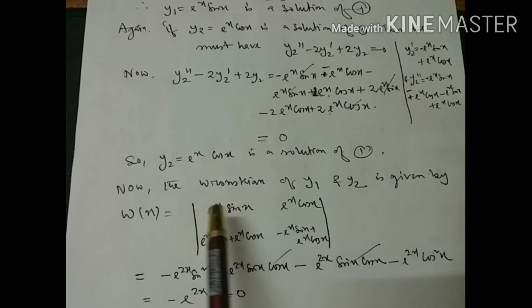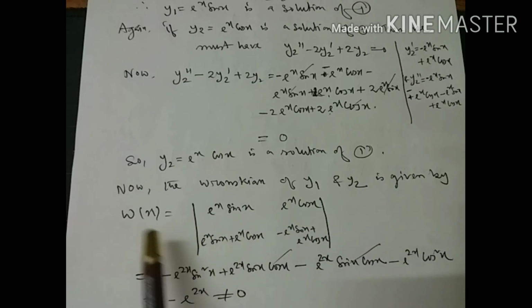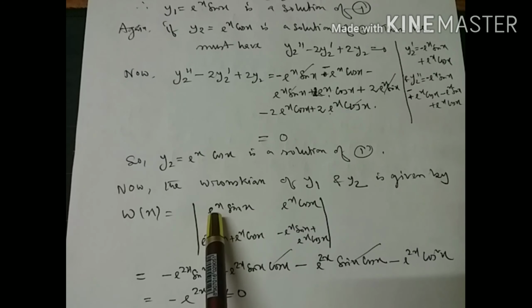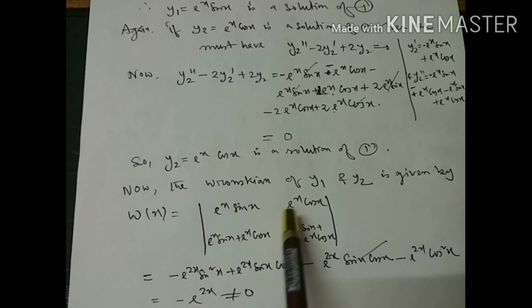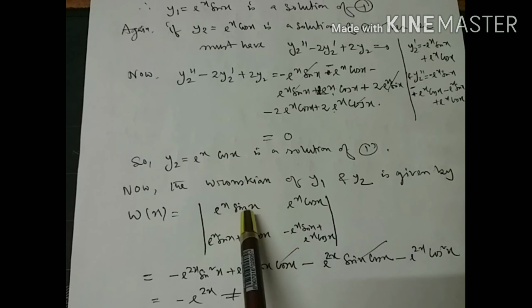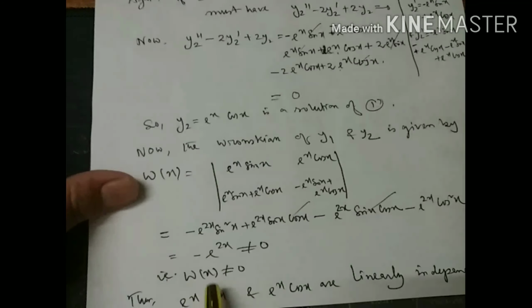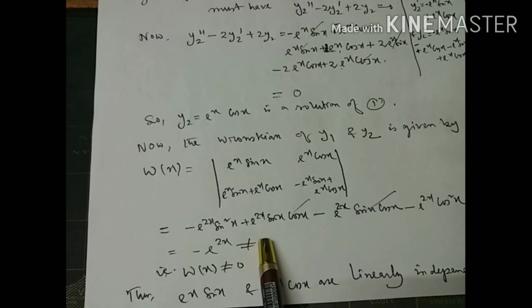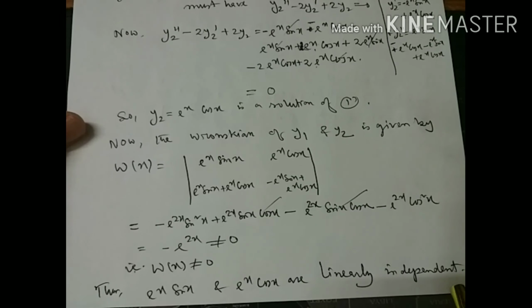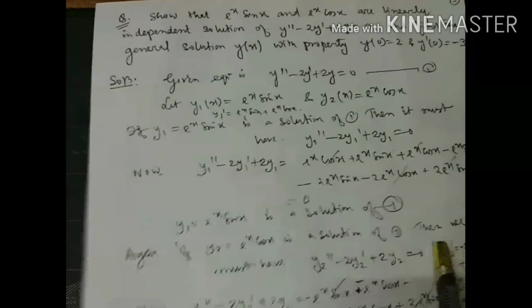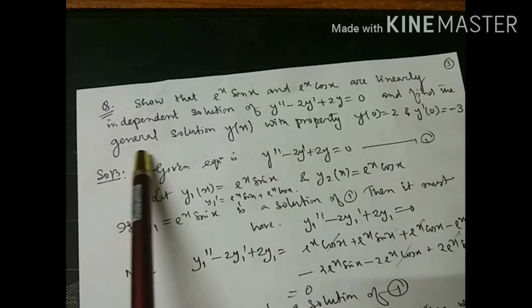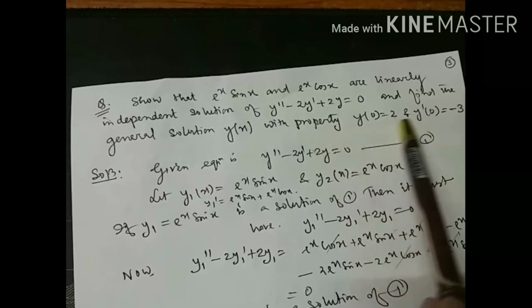To find the Wronskian of y1 and y2, it is given by the Wronskian of x equal to the first function, second function, and in the second row the derivative of this and the derivative of this. After expanding, this into this minus this into this, we are getting minus e to the power 2x, which is not equal to 0. That means the Wronskian of x is not equal to 0, and the given two functions, e to the power x sin x and e to the power x cos x, are linearly independent. One part is over. Now we have to find the final part, that is the general solution y of x when the initial values are given. Right?